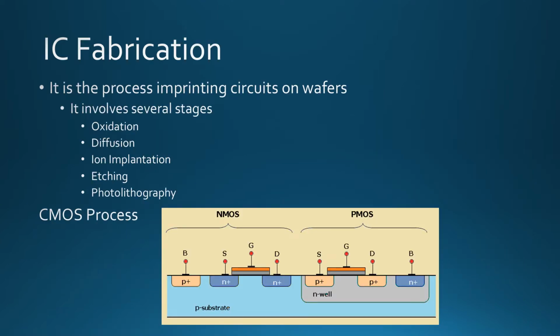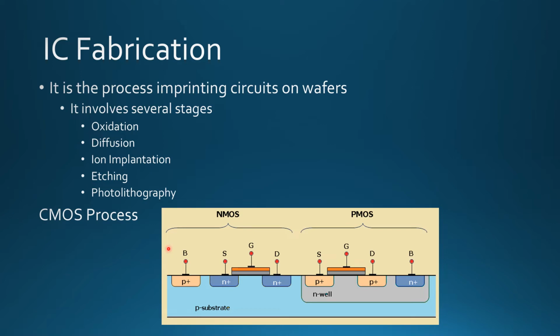Moving on to the IC fabrication side, IC fabrication is nothing but the process of imprinting circuits on wafers, and it involves different stages of operations. I'm not going to discuss each process in detail, but it involves a lot of chemical and mechanical processes called oxidation, diffusion, ion implantation, etching, photolithography, etc. The bottom one shows a basic CMOS process, how the IC is fabricated on a wafer.